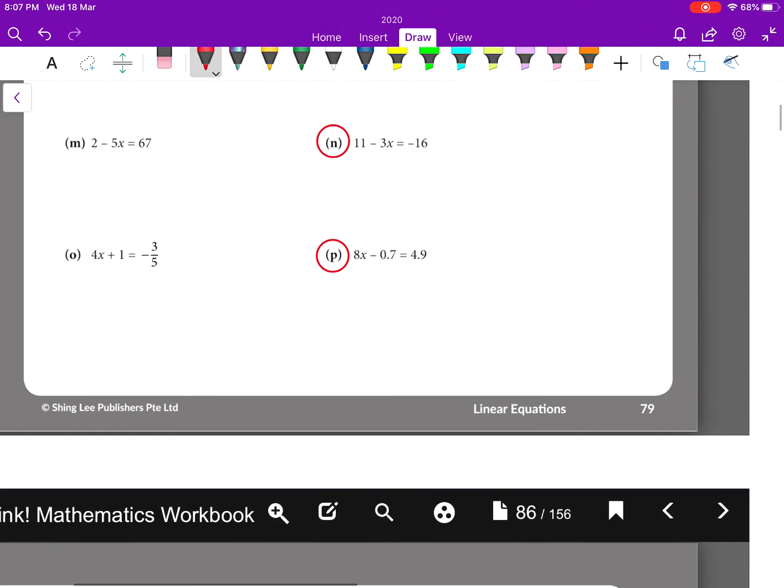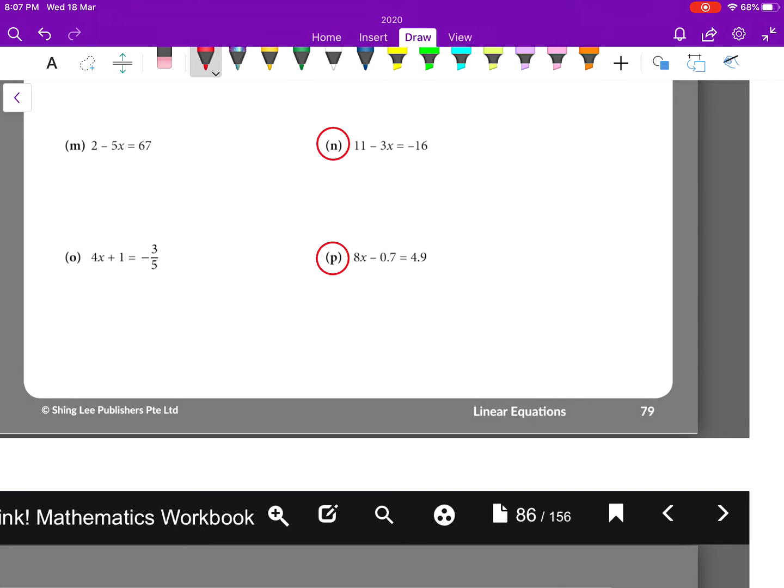Next question. Okay, I need to get rid of the 11, and I need to get rid of the negative 3. To get rid of the 11, in front we can see actually it's a plus 11. There's no sign, right? So it means plus 11. The opposite is to minus 11 on both sides. We minus 11 on the left, 11 will be gone. We minus 11 on the right, it will become negative 27. So negative 3x will be equal to negative 27. What will be our x value?